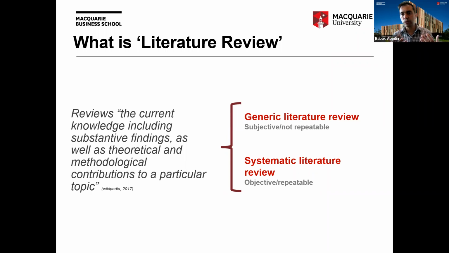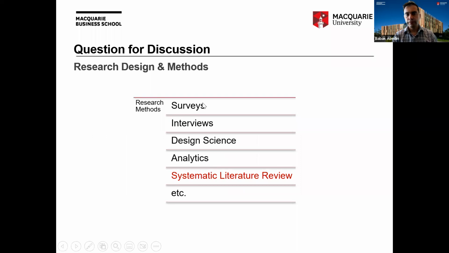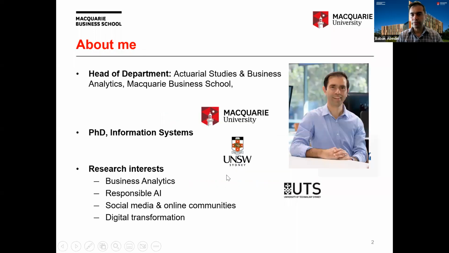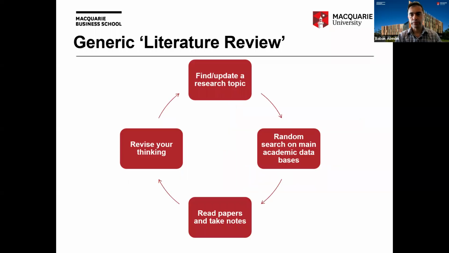A survey normally is replicable. If I have survey questions and you conduct it with a similar sample, you normally get similar results. Same thing with interviews. Whereas with a generic literature review, you don't get that. It's not replicable. So that's the key point about systematic literature review: it is rather replicable.